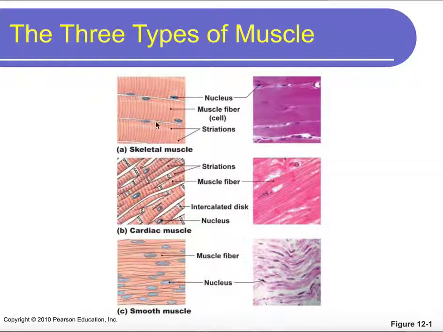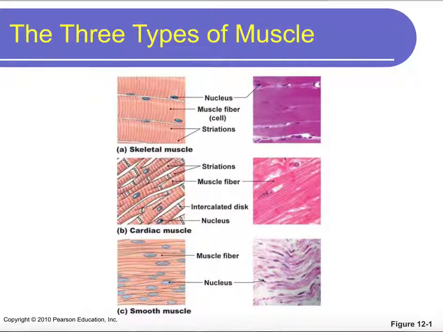So we have our skeletal muscle. These are the muscles that you find in your biceps, your triceps, etc. These are unique because they are voluntary. So you can actually control your skeletal muscle contractions. They are also striated. If you see, you have these little stripes, and they are multinucleated.